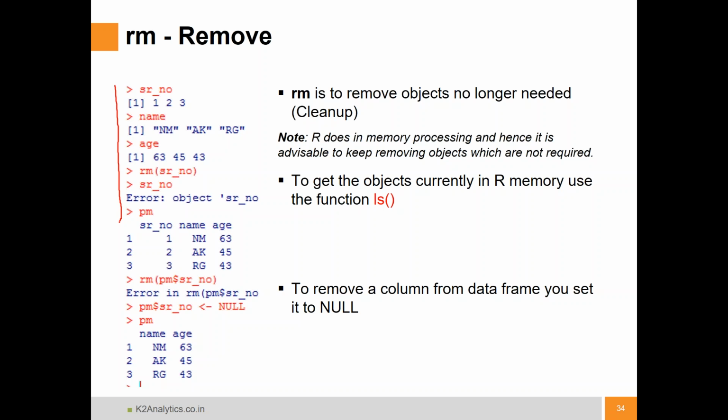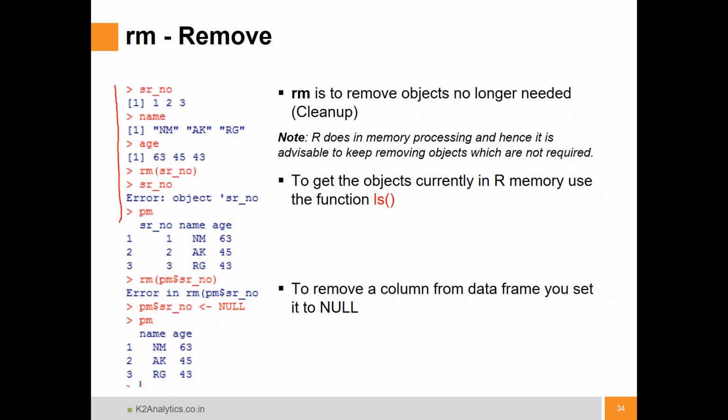Okay. If I want to drop the serial number column from the data frame PM, how do I go about it? If you run the syntax rm(PM$serial number), the column will not get dropped, because rm removes objects from memory. Serial number is not an object, it is a column. So to remove a column, you have to set it as null.